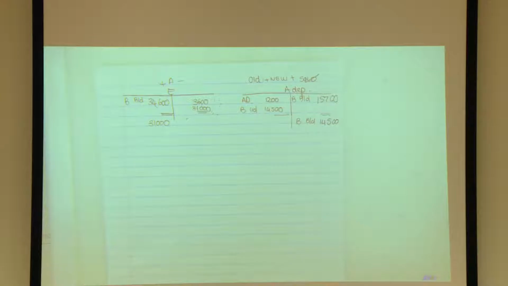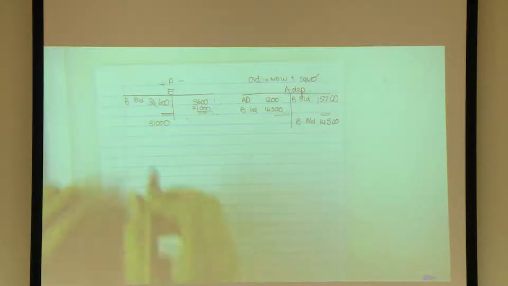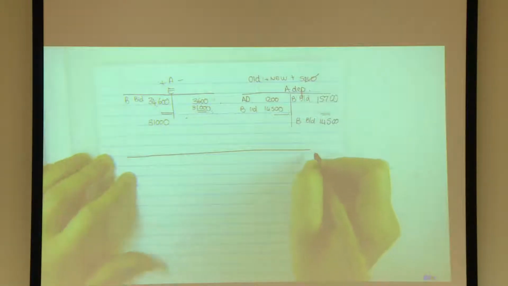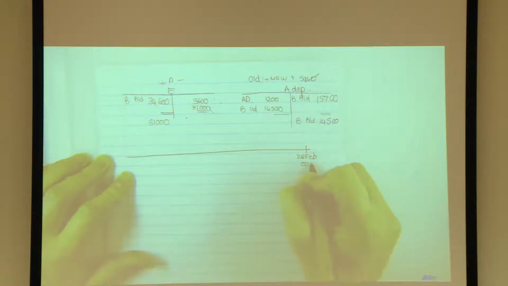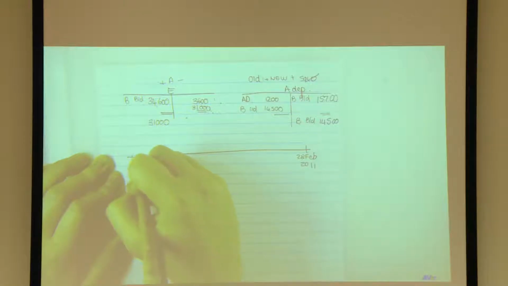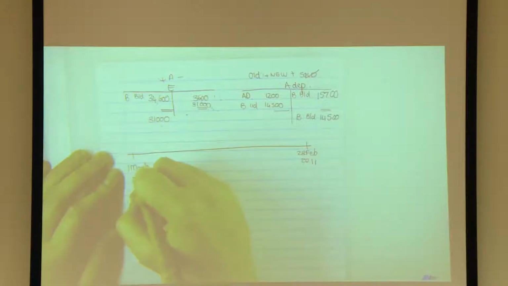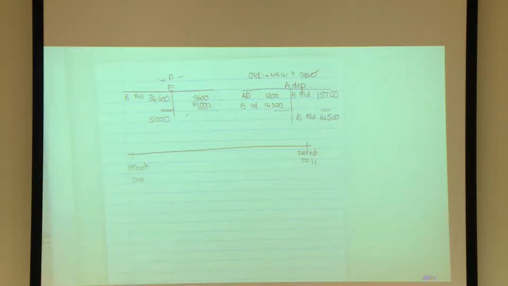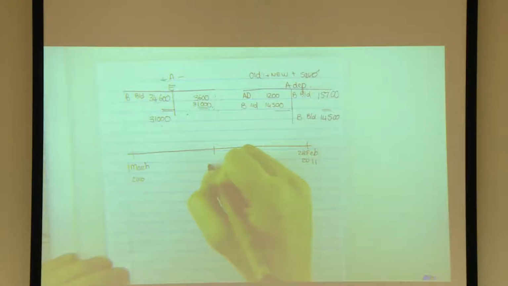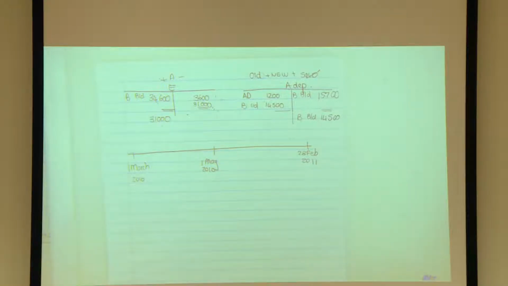Okay, that's the difficult part from this question. Calculating depreciation is the easy part. Finding out what figures to use is the difficult part. Right, now, my accounting period, if it ends 28 February 2011, it means it starts when? 1st of March 2010. This asset was sold on the 1st of May 2010.